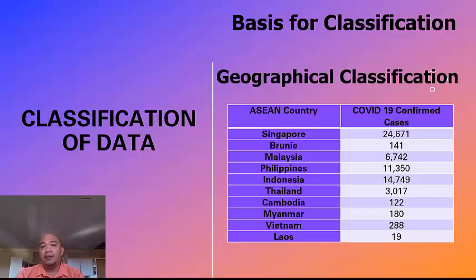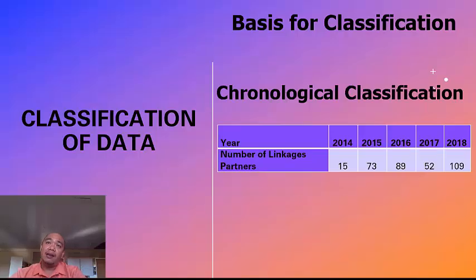This is one of the examples of geographical classification. Our data is about COVID-19 confirmed cases, and the countries are the ASEAN countries. We have Singapore, Brunei, Malaysia, Philippines, Indonesia, Thailand, Cambodia, Myanmar, Vietnam, and Laos. So this is one example of geographical classification of data.